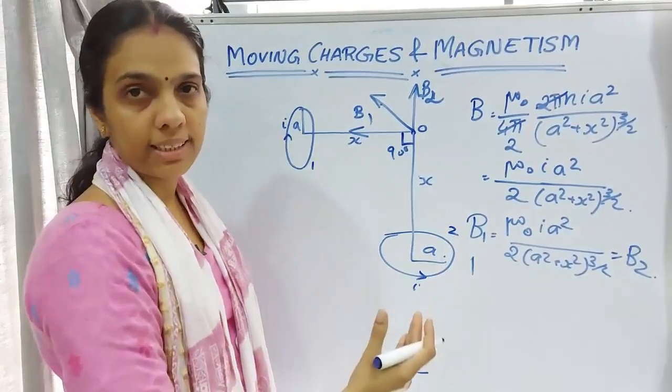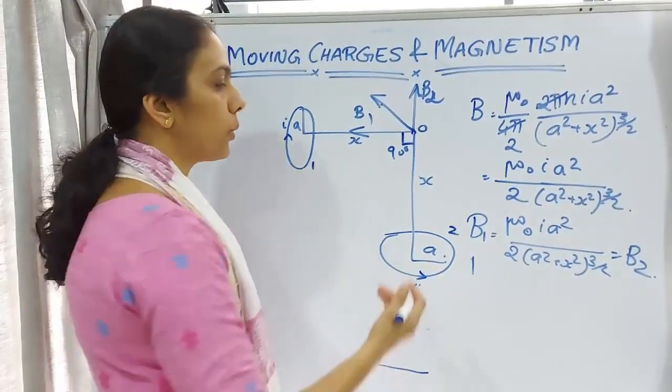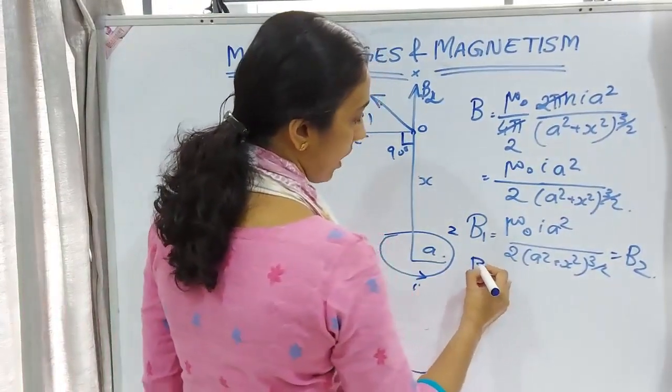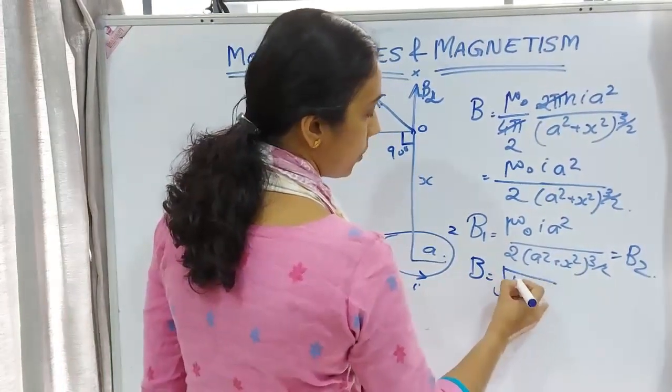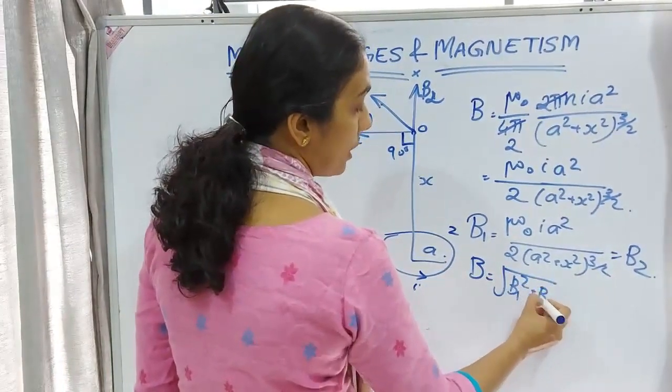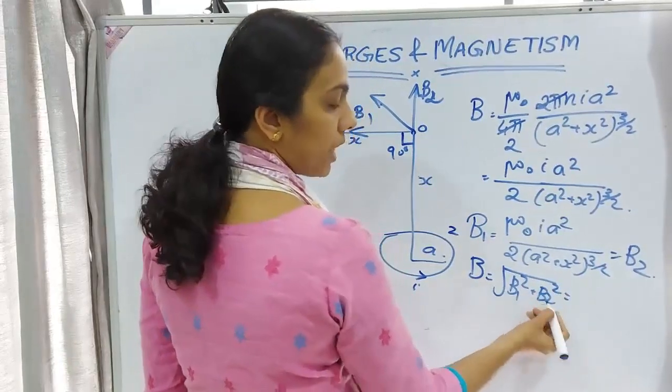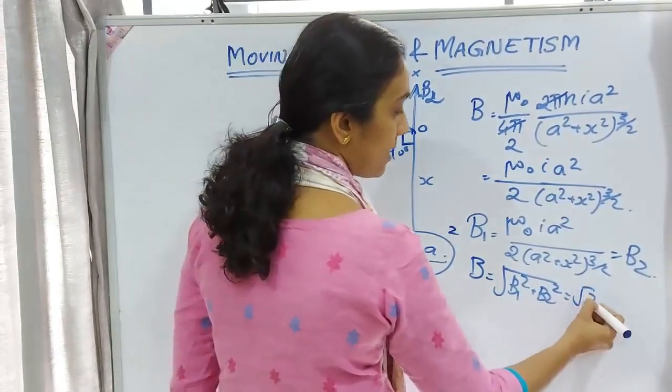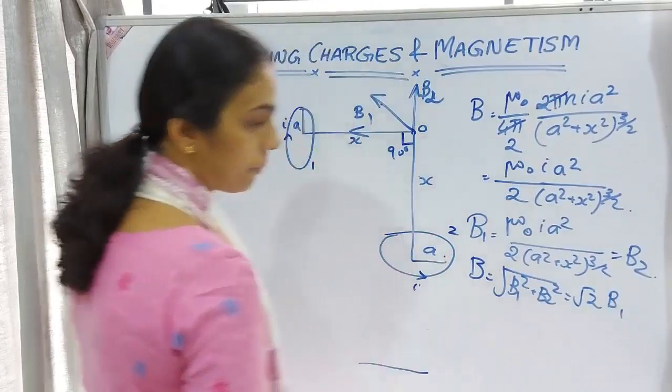What will be cos 90? Cos 90 is 0. Therefore root of b1 square plus b2 square. B will be equal to root of b1 square plus b2 square. Okay, b1 and b2 are the same. So we will get it as root 2 b1.